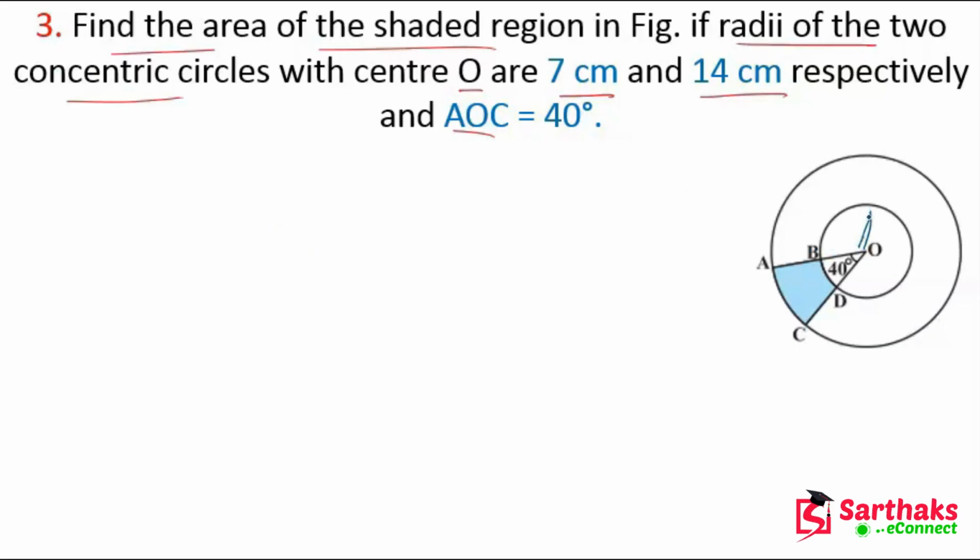The radius of the first circle is 7 cm and the second circle is 14 cm. Now we have to find this region. For finding this region, we can solve it by first finding the area of the sector of the bigger circle, and then finding the area of the sector of the smaller circle, and subtracting both of these, so we get the shaded region.